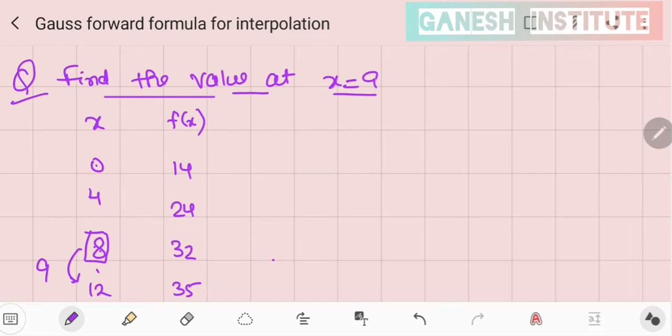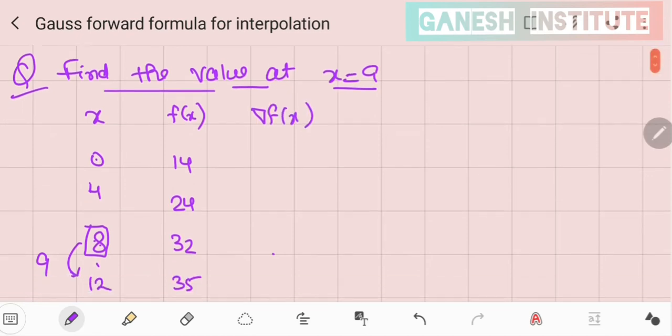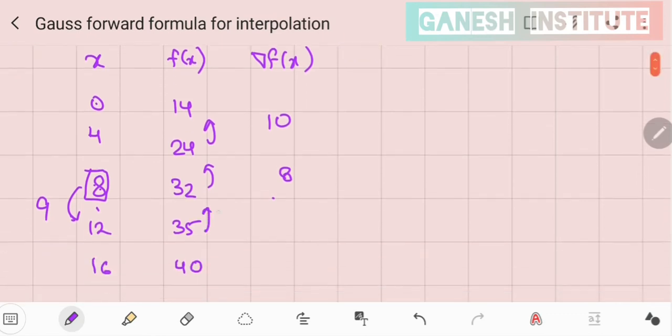Similarly as you have been doing for Newton's forward formula, just find the forward difference operator. Firstly, del f(x), what would it be? 24 minus 14 is 10, 4 minus 4 is 0, 2 minus 1 is 1. Then 12 minus 4 is 8, and 2 minus 2 is 0, then this is 3, and this is 5, right?